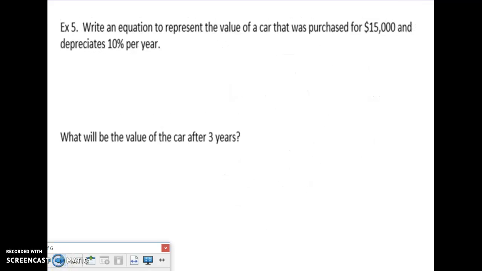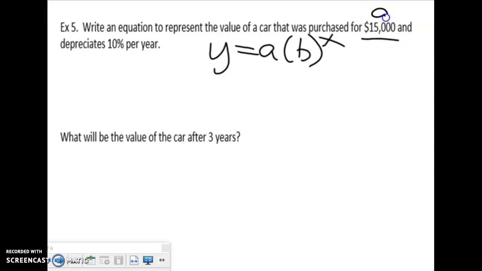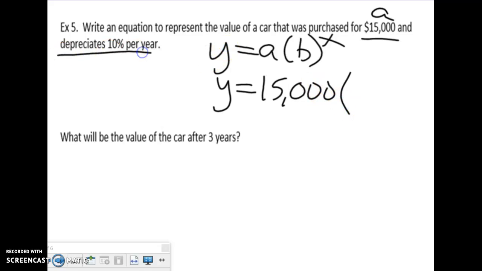We have to write an equation to represent the value of a car that was purchased for $15,000 and depreciates at 10% per year. Let's remember that this is written in that y equals initial value a times the growth or decay rate to the x power. So that 15,000 was in fact the a value. That's how much we started with, so 15 grand. And because this was a depreciation of 10%, then this is going to be 1 minus 10%.